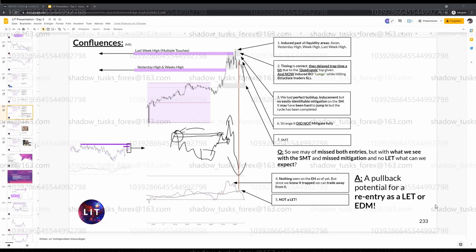So if you see a weekly low or high, always expect it to be induced. With yesterday's highs, it's crazy. I think there's rarely a yesterday high or low that actually holds. So you should always expect them to be induced.